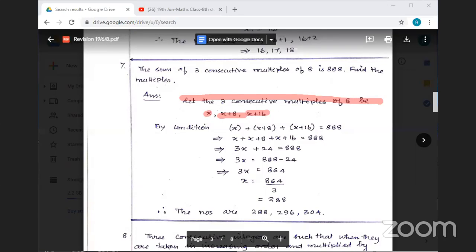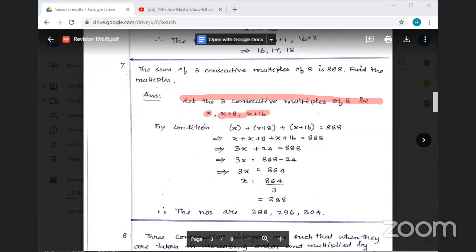Now, I will ask one more question. If I say it is multiple of 7, how will we take? Multiple of 7? Sir, x is the one number, x plus 7 is another number, third number x plus 14. Excellent. Who is that? Ram Madhav, sir. Very good, Ram Madhav.